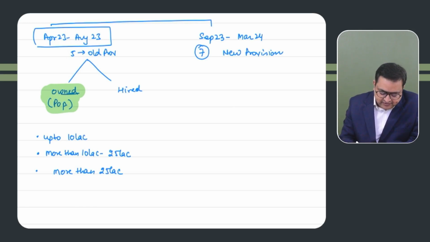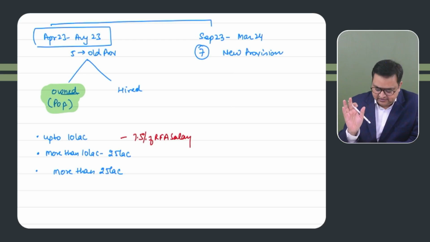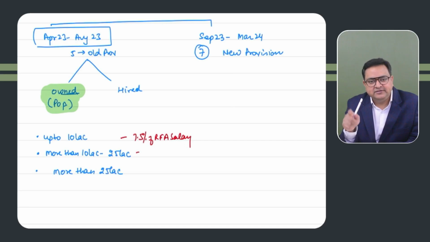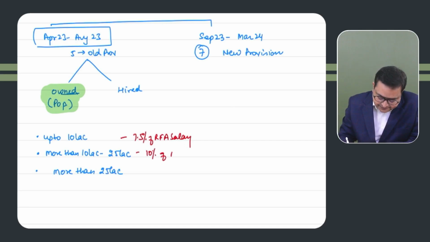So if the population of that city is up to 10 lakh, that is, it's a small city, then your perquisite value will become 7.5% of RFA salary. What is RFA salary? I'll be discussing that with you. If the population of that city is more than 10 lakh but up to 25 lakh, then 10% of RFA salary. And if it is more than 25 lakh, then 15% of RFA salary. What is RFA salary? I'll be discussing that with you.